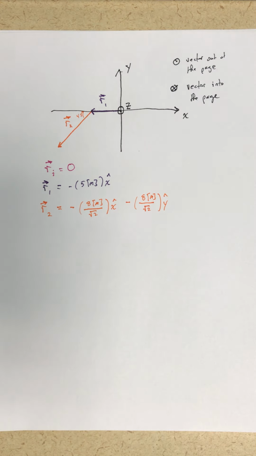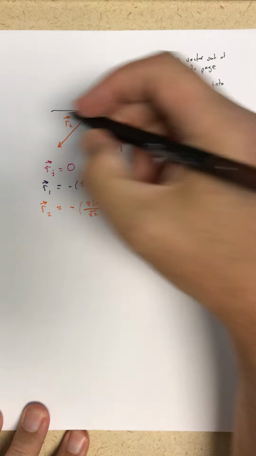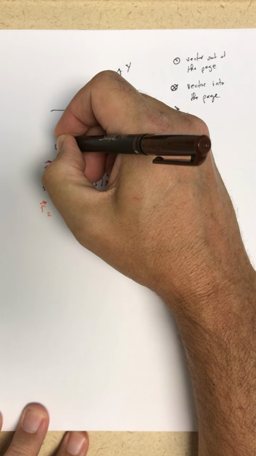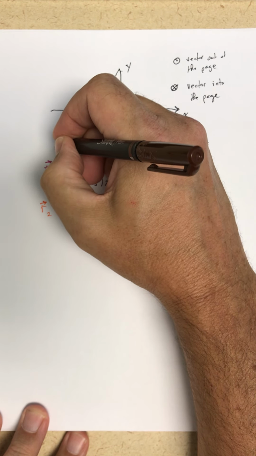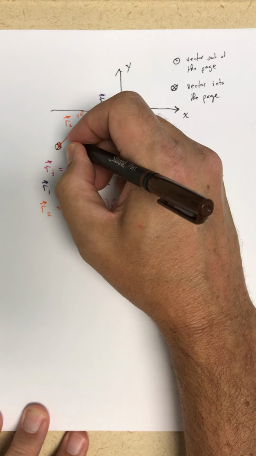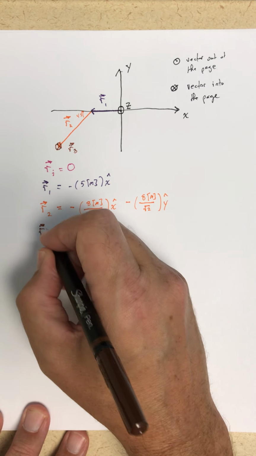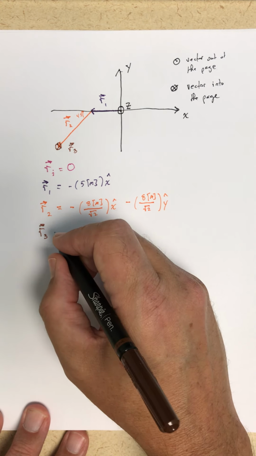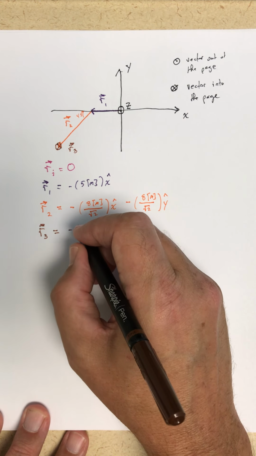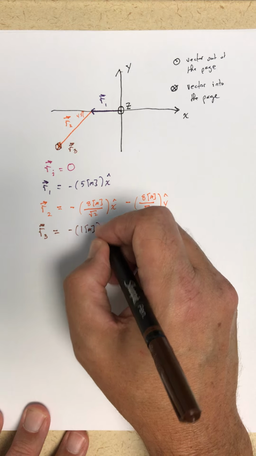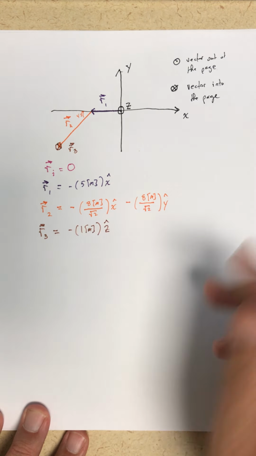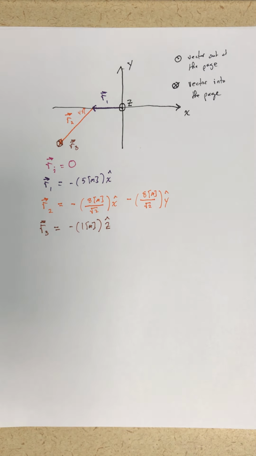And then the last motion of the prairie dog is to jump safely home. And so that is a position vector going into the plane of my page. And the problem says that the prairie dog drops down 1 meter. So it's going to be 1 meter along minus z direction. Okay.